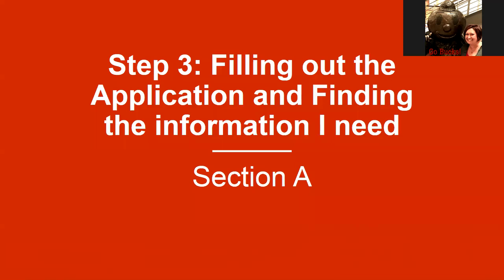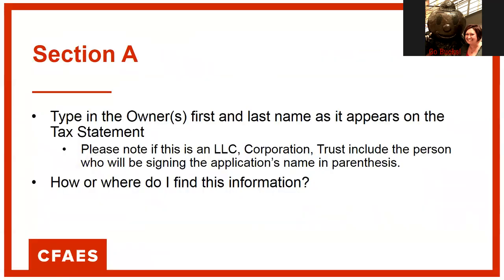So filling out the application, section A, the first section, is general information. The first thing that you will do, if you're handwriting or typing, is find your tax statement, and we'll show you how to do that online, or you're going to pull that out of a file that you had. You'll type in the owner's first and last name as it appears on the tax statement. Note, if this is an LLC, a corporation, or maybe a trust, and you don't have just a first and last name, put that name as it appears on that tax statement.